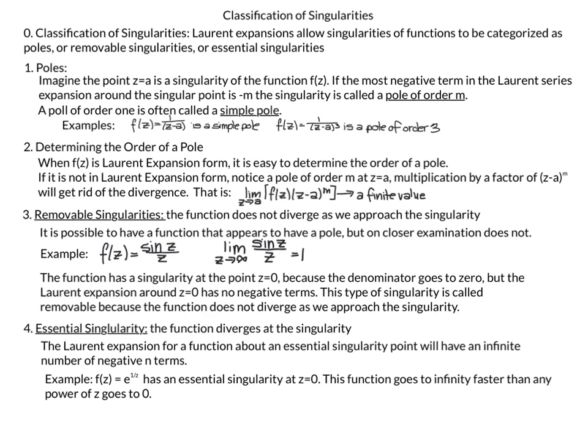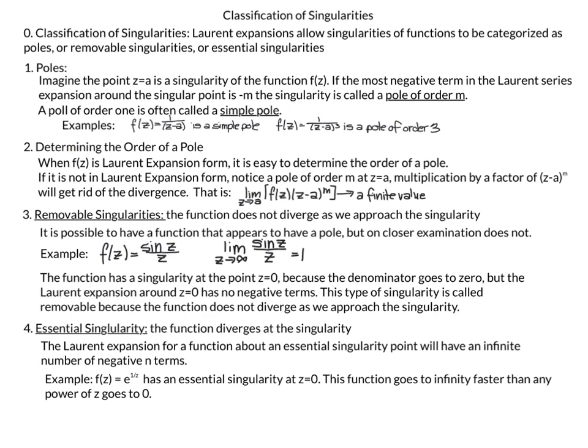To review what we discussed on the classification of singularities: Laurent series expansions allow singularities of functions to be categorized as poles, removable singularities, or essential singularities. And when we have a pole, we classify it by the order of the most negative exponent. So the most negative exponent is called the order of the pole, and if we have a pole of order 1, we call that a simple pole, and we did our examples.